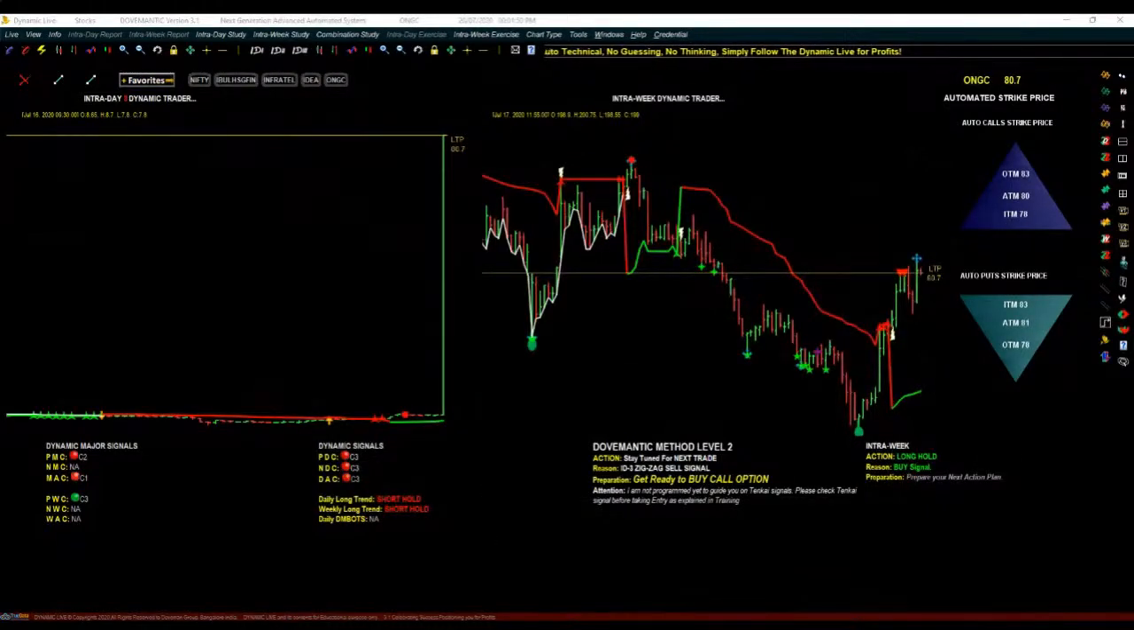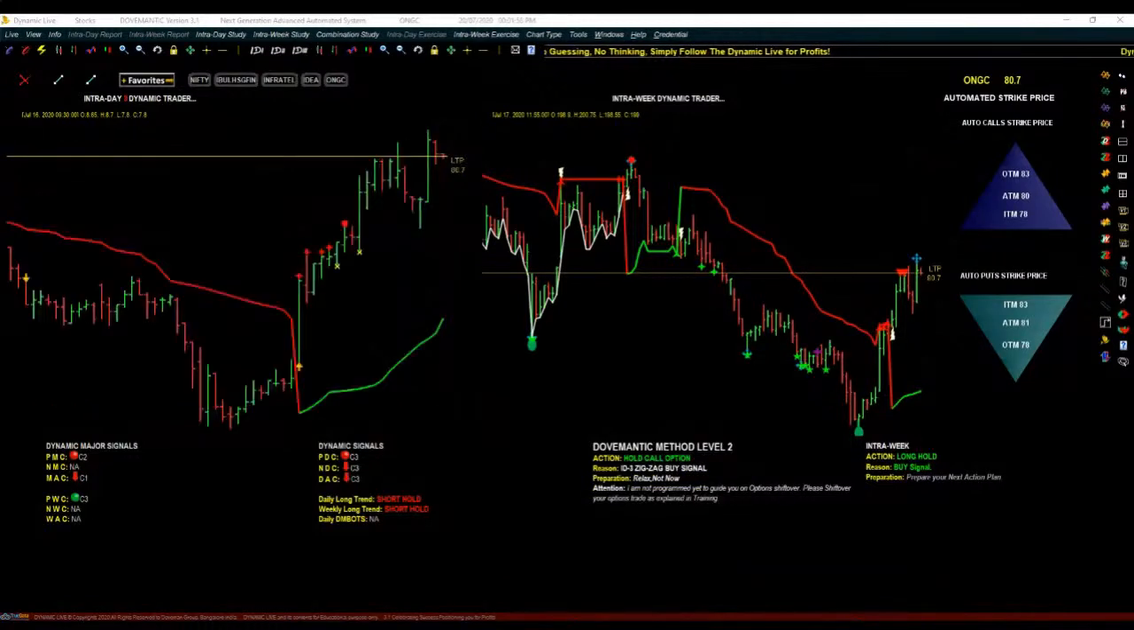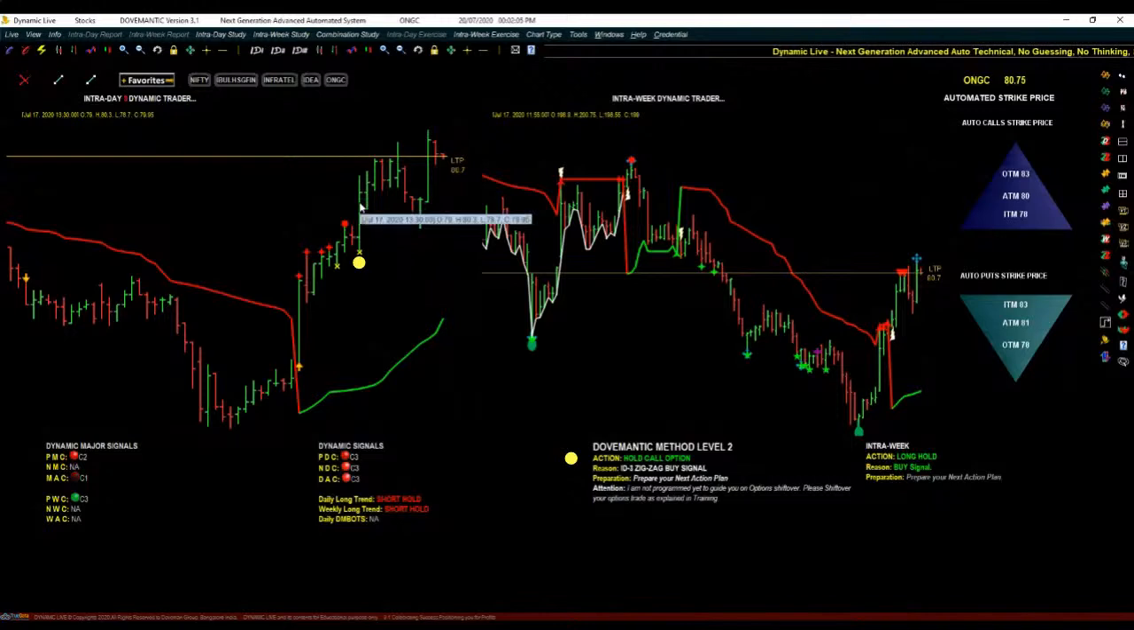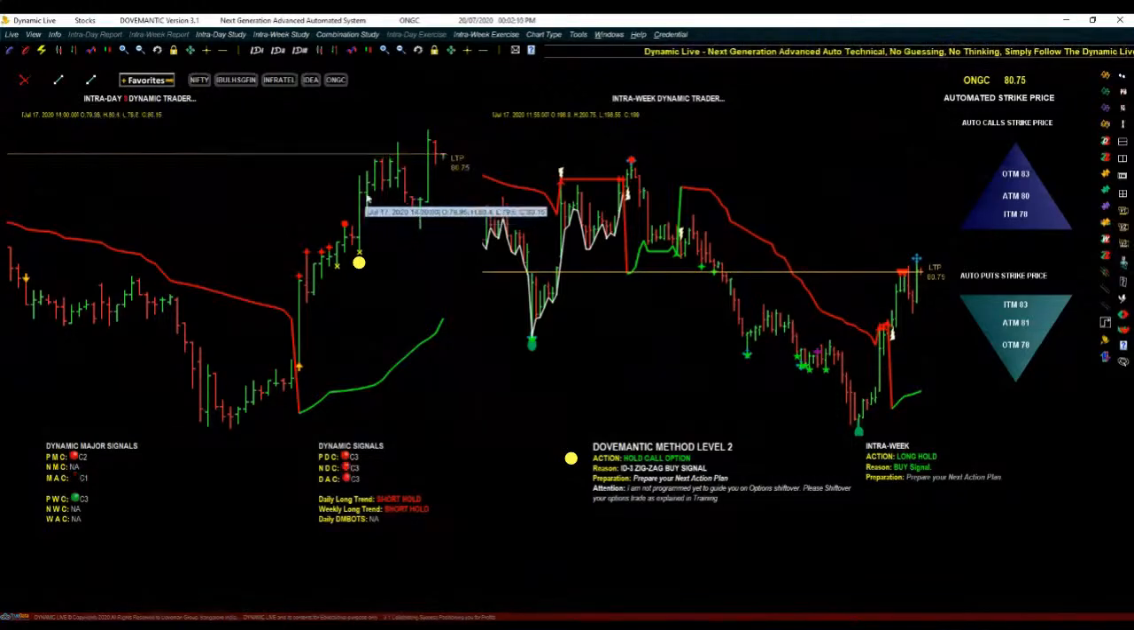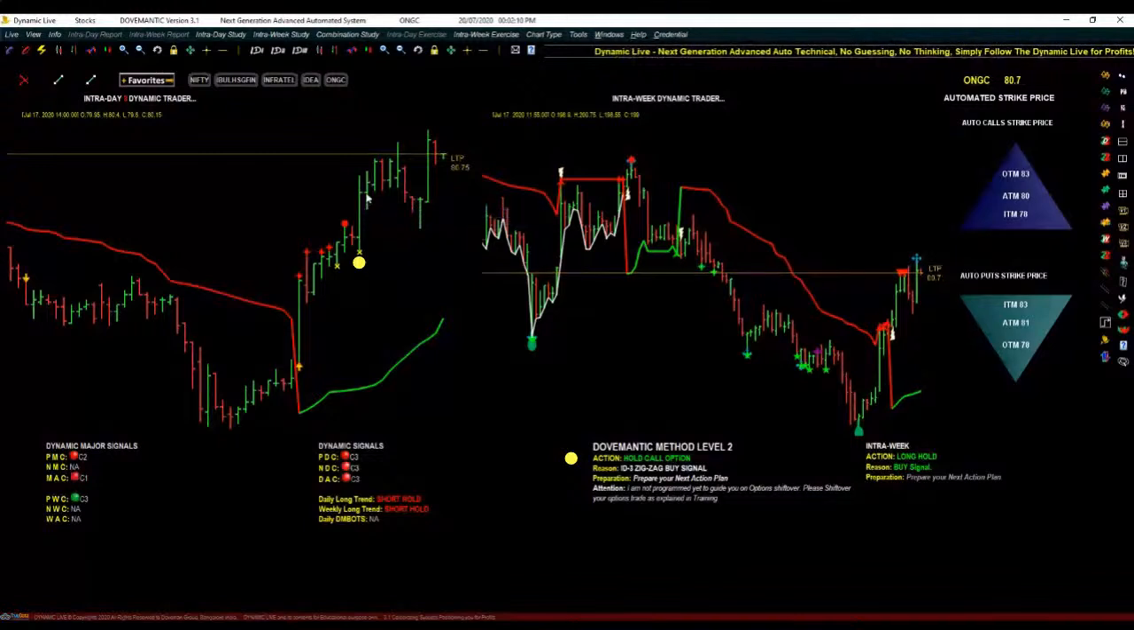So here is ONGC. Now once we have selected it, our job is to just come and look at the action information. It is telling us to hold the call option. So this is the point where it has told us to buy a call option. Now when was this? It was on 17th July, 13:30, 1:30 in the afternoon, and you could have bought it when the price was 79.95. And after that, now it is trading at 80.70, literally close to 80 paise movement there.